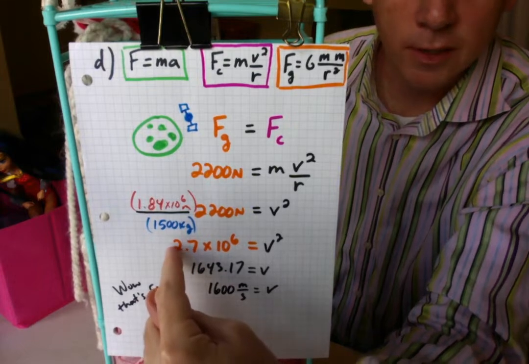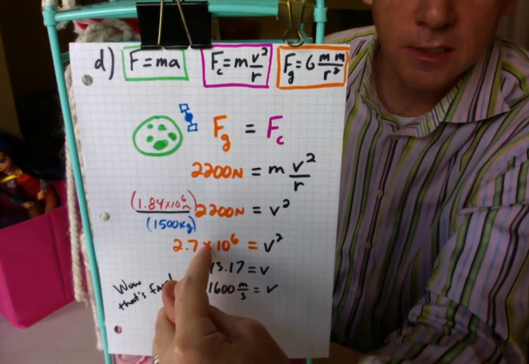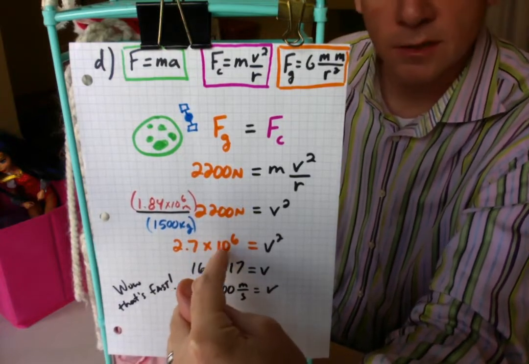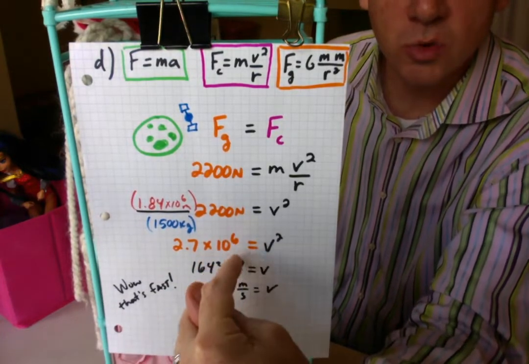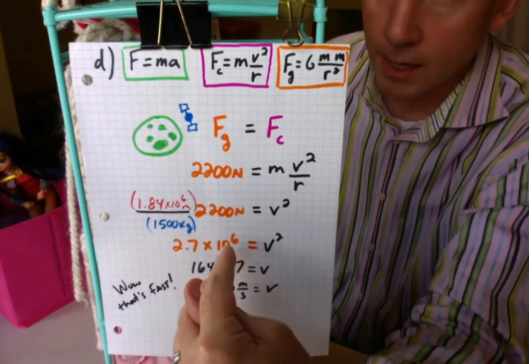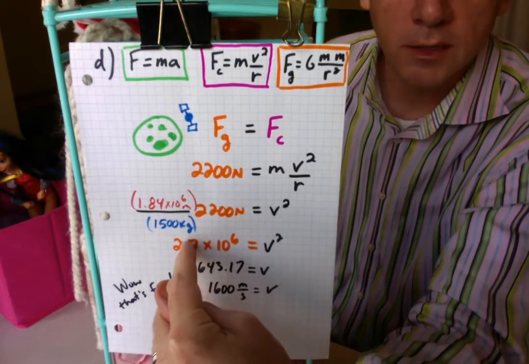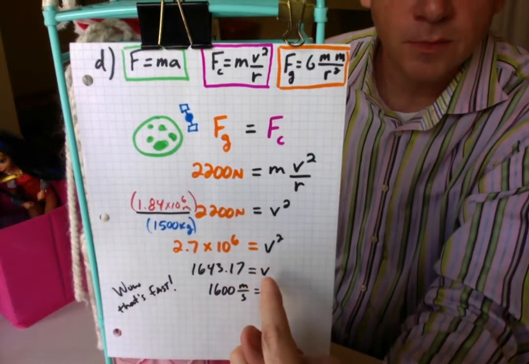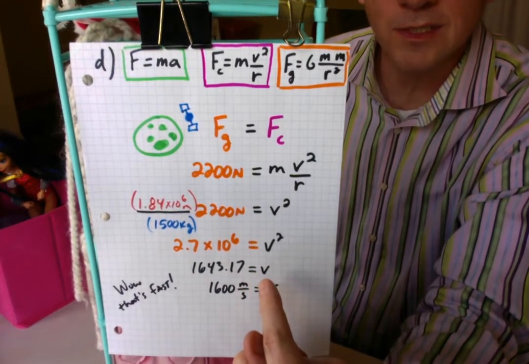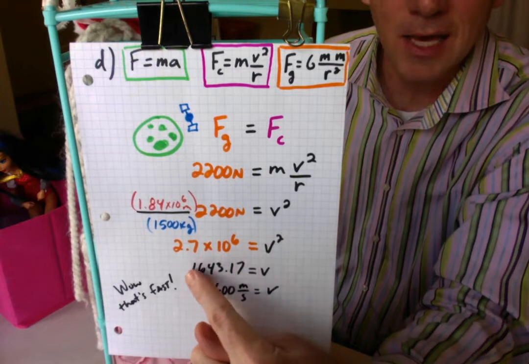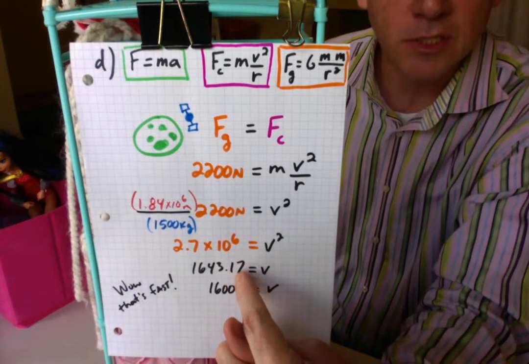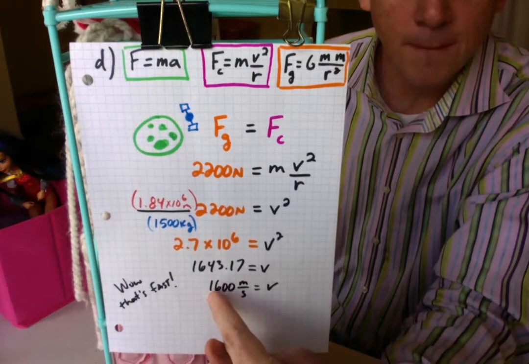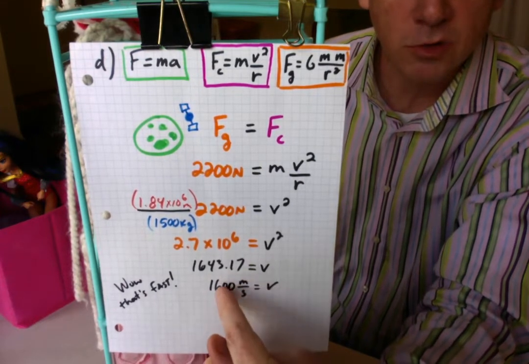If you're good, you can actually write 2.7 E6 if you want to be a little bit lazy on your calculator. And then we got to take the square root of that number. You can also just write out this number with all its digits and then take the square root on the calculator. You get V all by itself. We get 1,643.17, but that is a lie. We don't have that precise of inputs. We can probably only say that it's going about 1,600 meters per second, 2 sig figs.